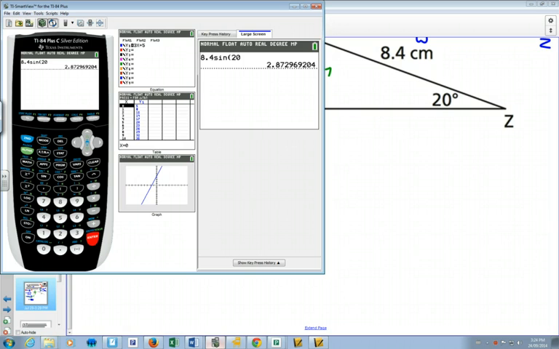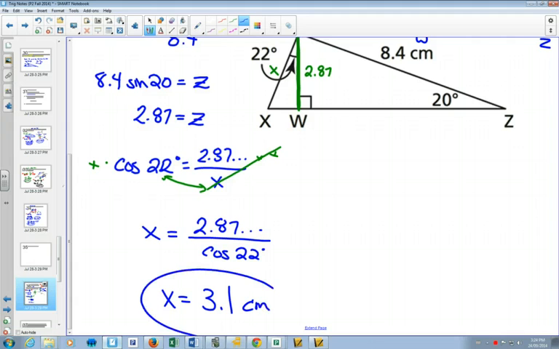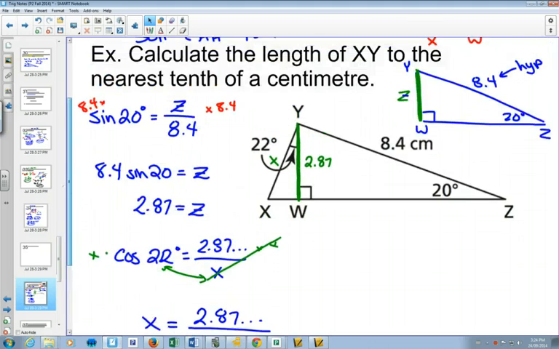Go to our calculator. Since we have 2.87 stored in there, we can just hit divide. It'll automatically take that answer and divide it by cos 22. 3.09. Rounded to the nearest tenth would be 3.1. Our units are centimeters. That's our final answer, so we would circle it. Did it ask for the nearest tenth? Yes.